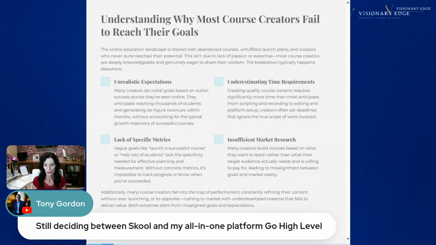Because as you're going through, it is a process. I've been doing this since 2019, and I've definitely learned a lot of things. I've definitely had a lot of failed launches, successful launches, et cetera.